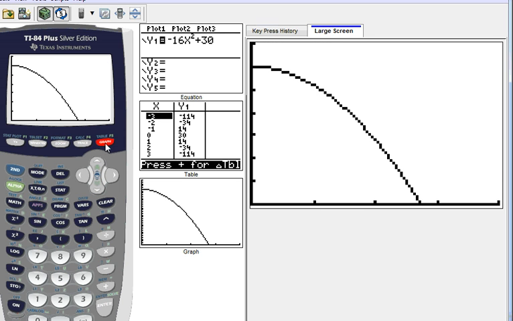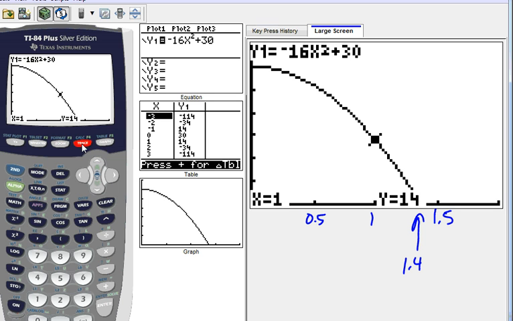Okay, now remember these are half seconds here, so this is a half second, 1 second, 1.5 seconds. Okay, and now this I can estimate a little bit better. Remember, one way we can figure out a little bit better using the graph is using the trace function. And if I trace down, I can try and get y equals 0, which is the ground. And it looks like x is about 1.38.